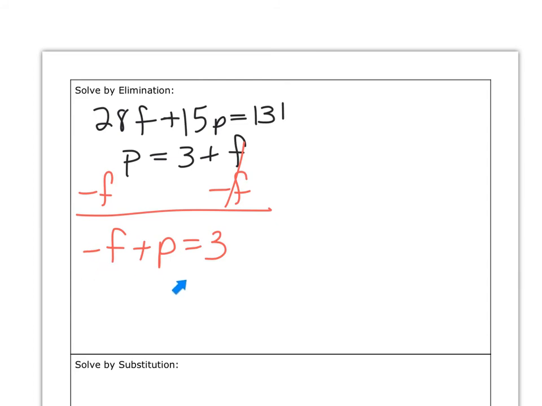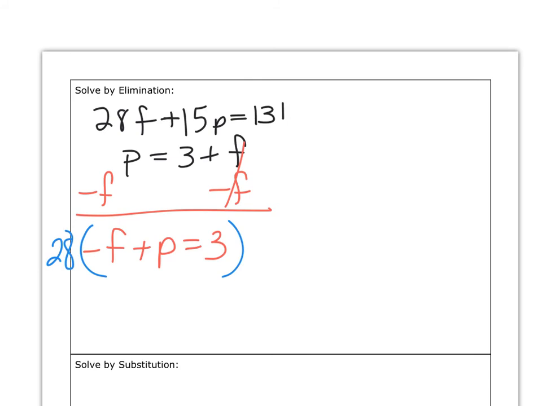Could I multiply this second equation by something so that my F's cancel? Well, this one's already got a negative. This is 28. If this were negative 28, those would eliminate, right? They would cancel. So let's multiply this equation by 28.